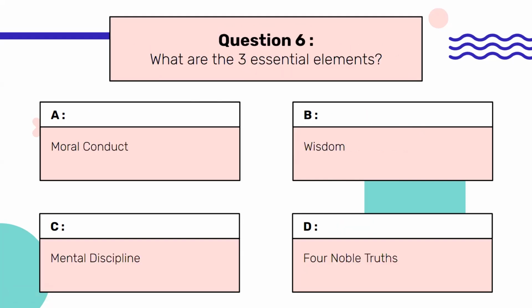And last question, what are the 3 essential elements? There's more than one answer to this. A, moral conduct, B, wisdom, C, mental discipline, or D, Four Noble Truths. The correct answer is A, B, and C. And that's all. Very good.